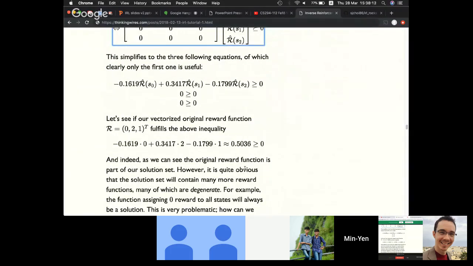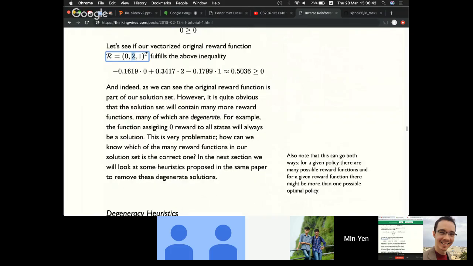This simplifies the free-falling equations. Of course, the top one is useful. So let's see if our vectorized original reward function, where we place the most reward in this first state as opposed to 0 or 2, provides this inequality, and it does, right? It's higher. Obviously, this is the only positive term, so this one is the only one that's going to help with that.